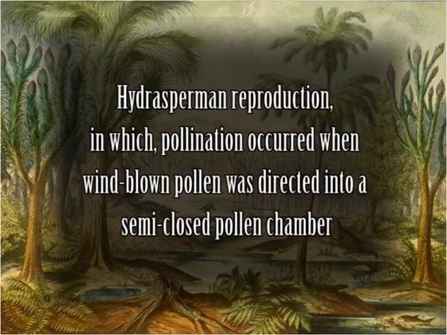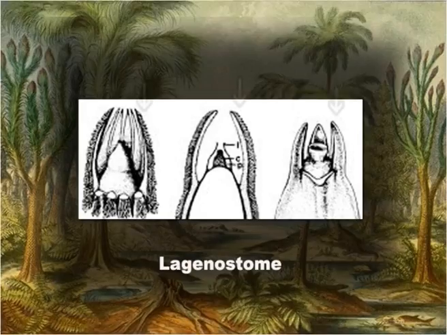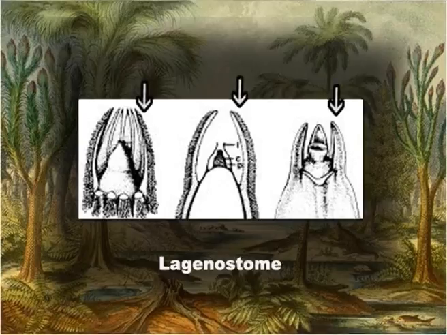The earliest seed plants employed hydrasperman reproduction, in which pollination occurred when wind-blown pollen was directed into a semi-closed pollen chamber. In several cases, a specialized lagenostome was used for pollen capture. A lagenostome is a funnel-like structure of the nucellus that projects from the top of the megasporangium. It functions as a trumpet-like pollen trapping device. From there, the pollen was delivered to the pollen chamber.